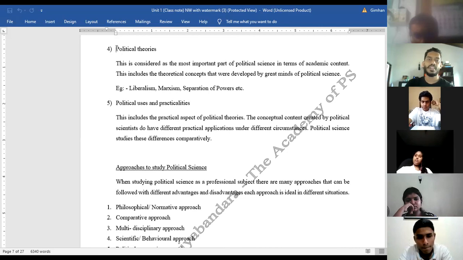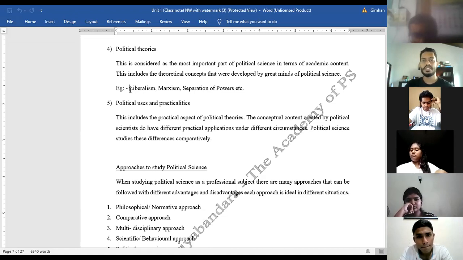Political theories. This is considered the most important part of political science in terms of the academic content. This includes the theoretical concepts that were developed by great minds of political science. So, liberalism, Marxism, separation of powers, sovereignty, social contract theory, these things are political theories. These are created by great minds.